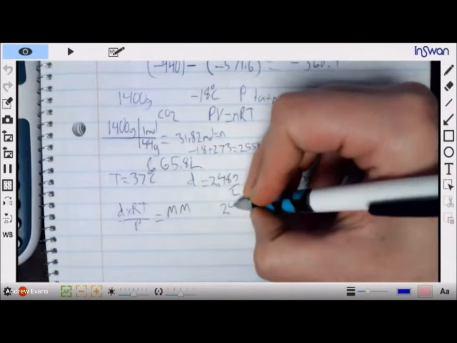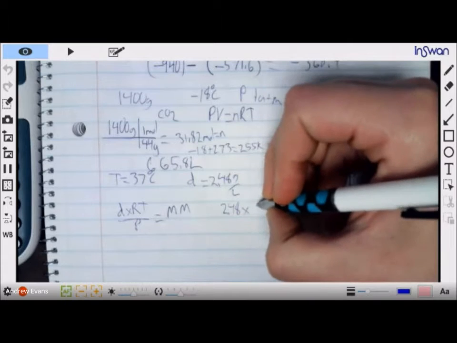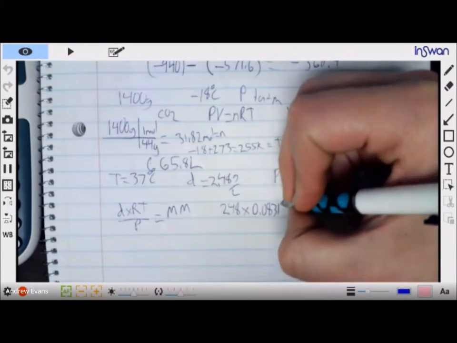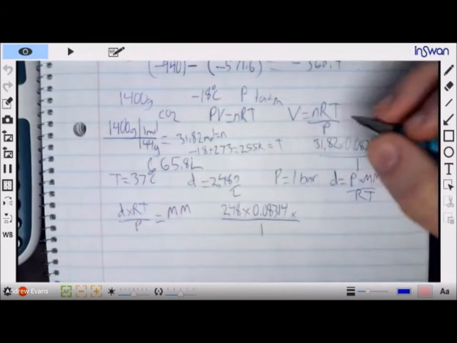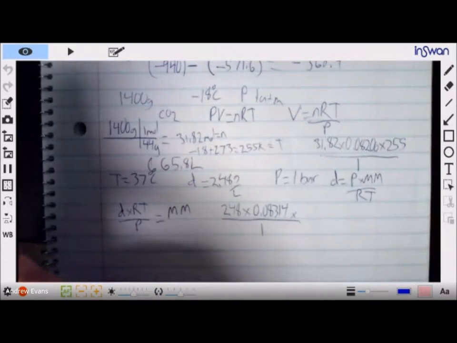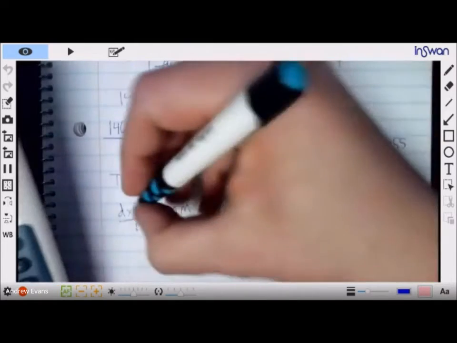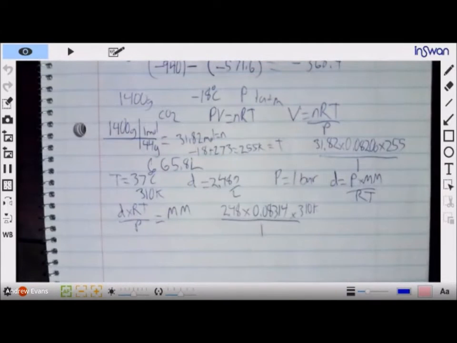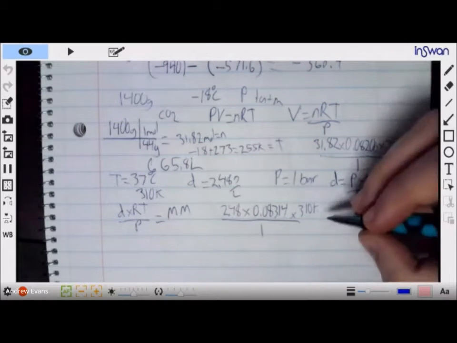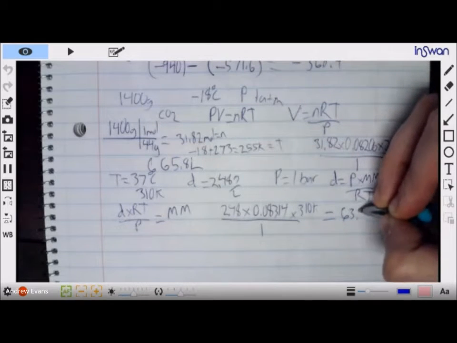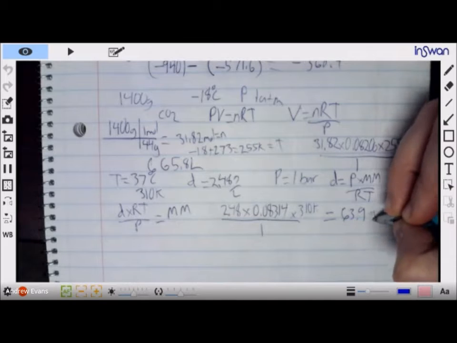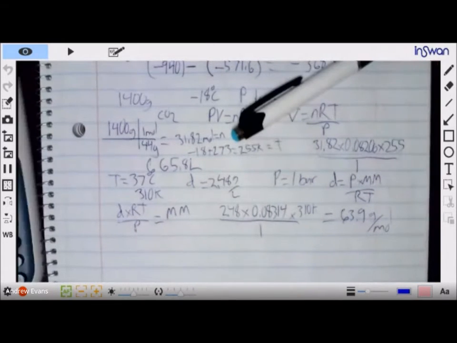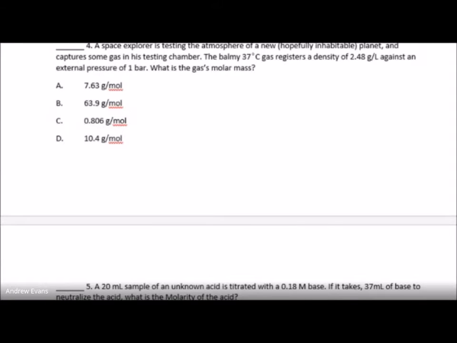So 2.48 times R, 0.08314 divided by 1, times we need our temperature to be in Kelvin. 273 plus 37 is 310 K. Calculate this out. We would have a molar mass of close to 63.9 grams per mole. Looking back at that, that would be answer B. Answer B.